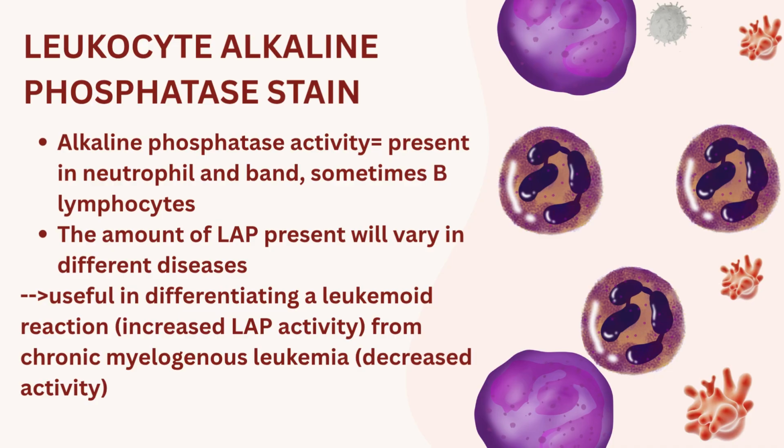So let us first discuss leukocyte alkaline phosphatase stain, or your LAP stain. So alkaline phosphatase activity is present in neutrophils and bands, and sometimes in B lymphocytes. The amount of LAP present will vary in different diseases. So the LAP stain is useful in differentiating a leukemoid reaction, which will have an increased LAP activity, from chronic myelogenous leukemia, which has a decreased LAP activity.